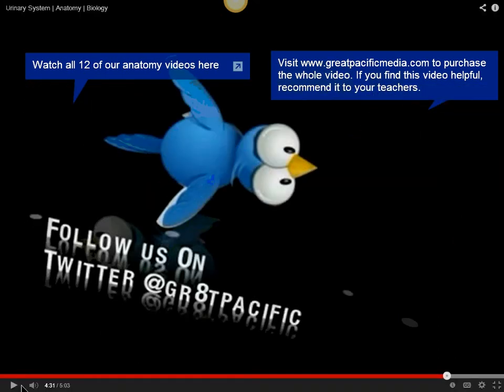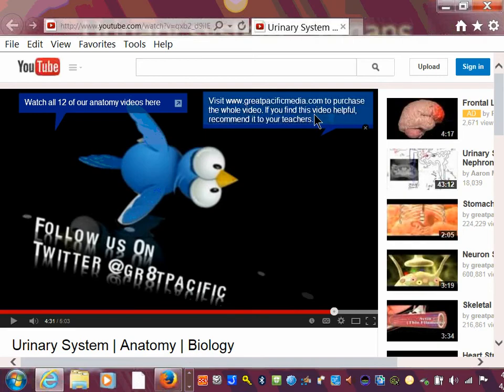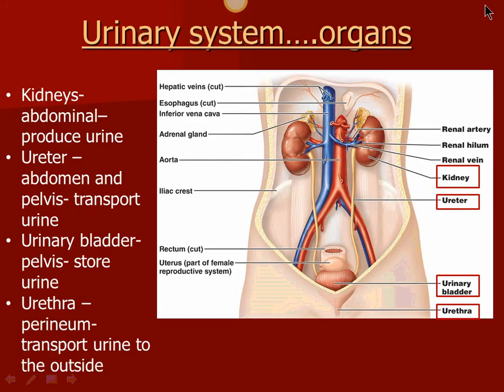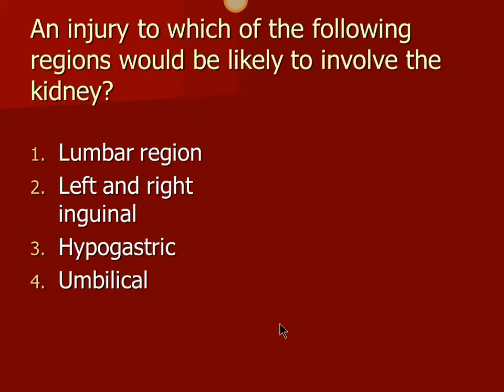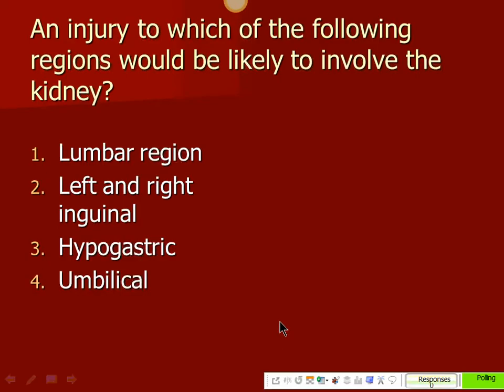So that was a very quick review of the kidney and how urine is finally formed. Now we'll break it down into little steps and go through all of that. So first, let's answer a few questions. An injury to which of the following regions do you think is going to involve the kidney?